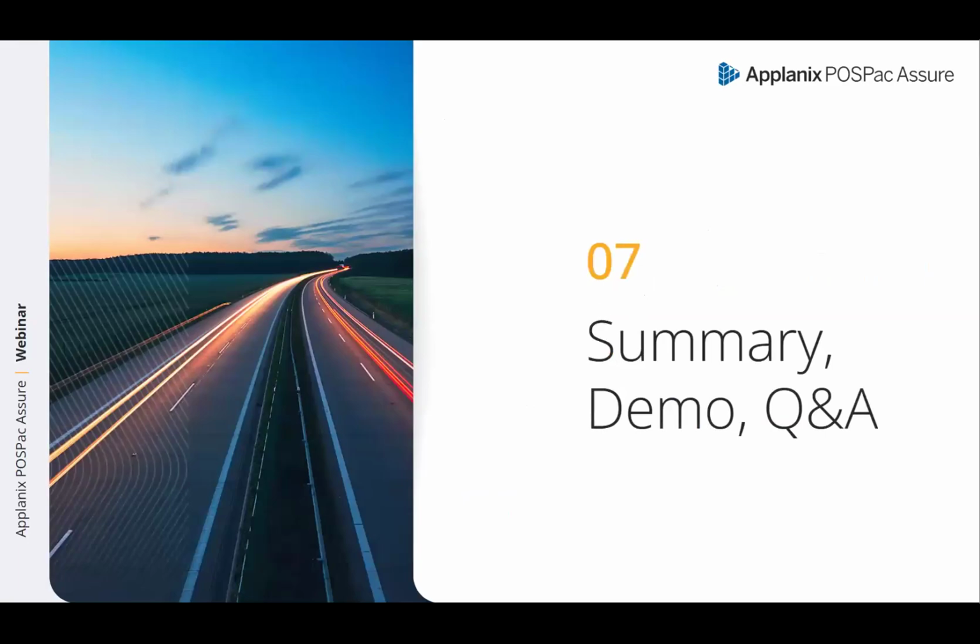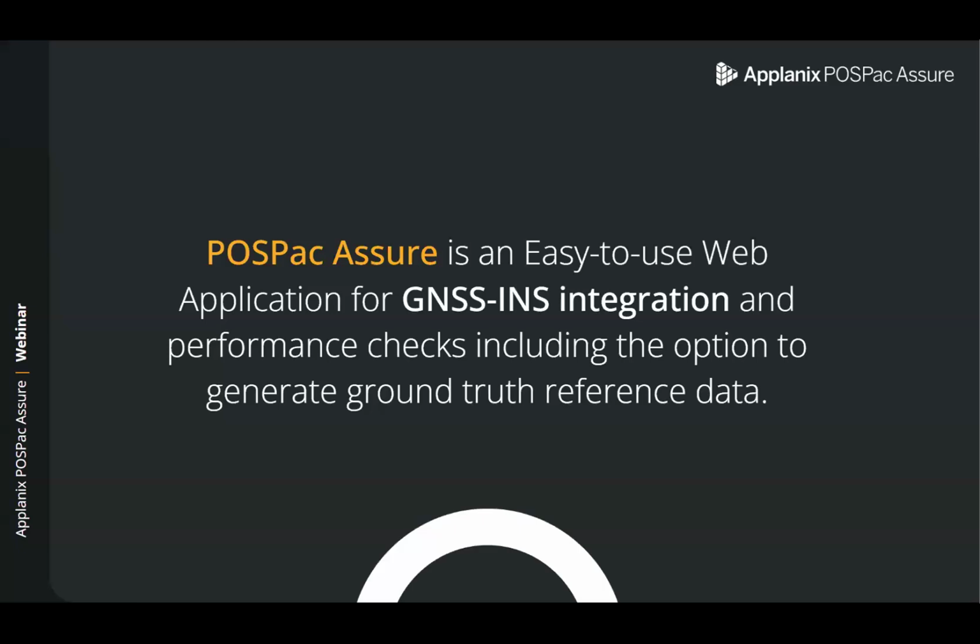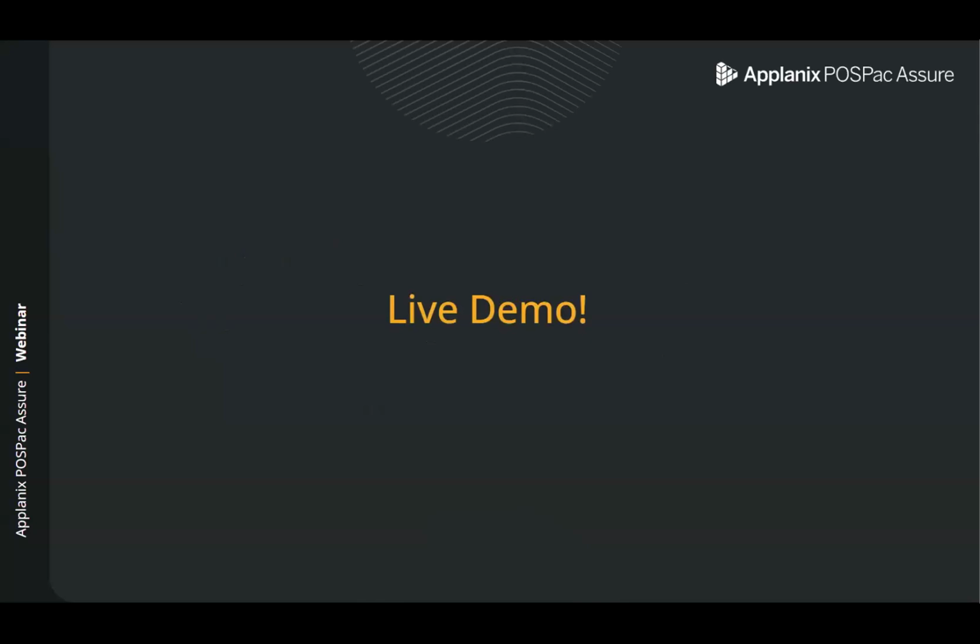Okay, that brings me to the summary and then the demo and the Q&A session. So short summary here, POSPac Assure is an easy-to-use web application for GNSS INS integration and performance checks, including the option to generate ground truth reference data. So that brings me to the live demo. So I would hand over now to Henny and stop sharing my screen here.